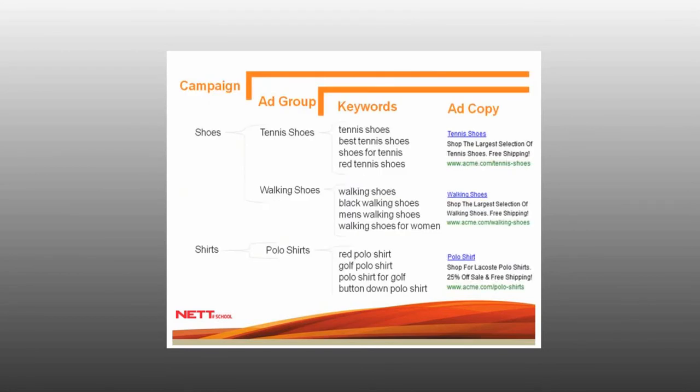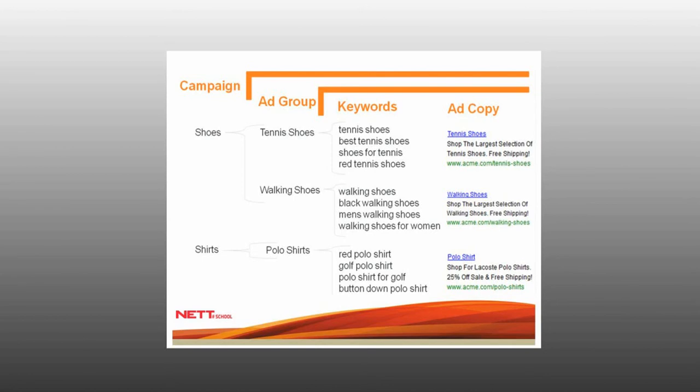So when you set up a Google AdWords campaign, it actually has three different parts to it. I think the first thing you do is you set up a campaign. So in this case, you could create a campaign for shoes. Once you create a campaign, then you go and create ad groups. So you could have different kinds of shoes: tennis shoes, walking shoes, running shoes. So that's where you create an ad group.